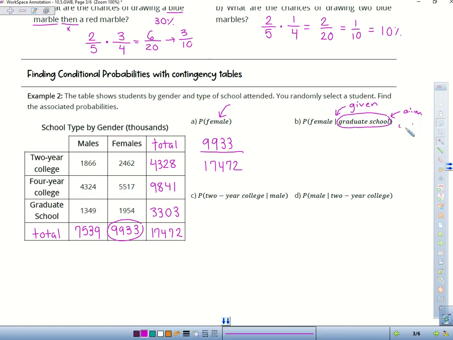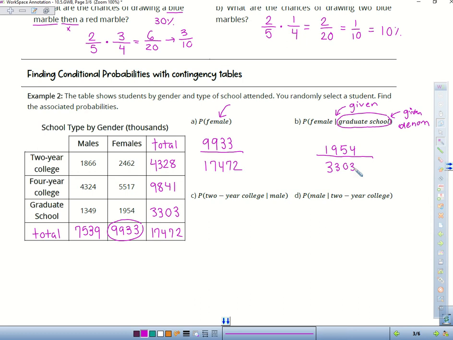Determines denominator. I didn't mean to use the eraser, sorry, but I'm just trying to specify that given determines the denominator. You don't have to write these notes if you don't want to, it's your choice, but I'm just trying to explain to you. So this determines your denominator. So your denominator is based on graduate school. How many people in total went to graduate school here? 32,000. Good, and how many of those people who went to graduate school were female? 1954. Good.